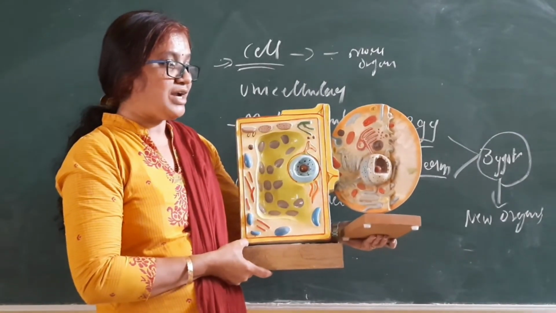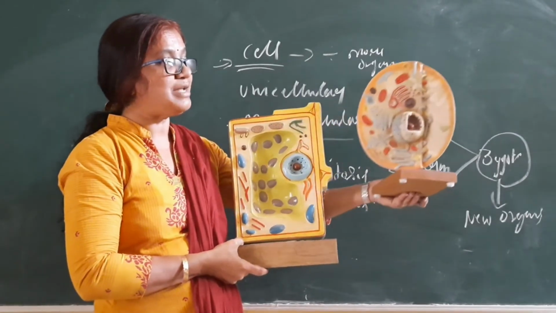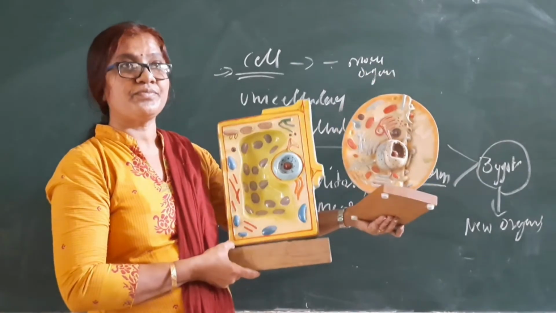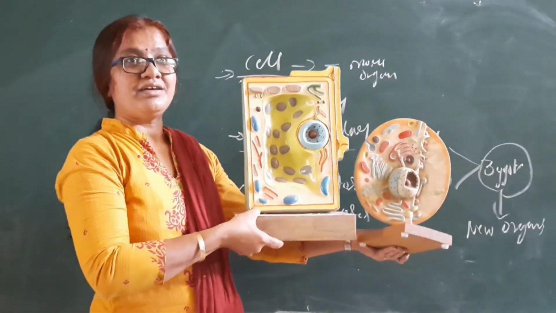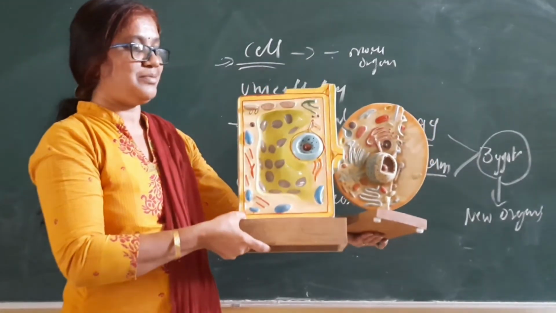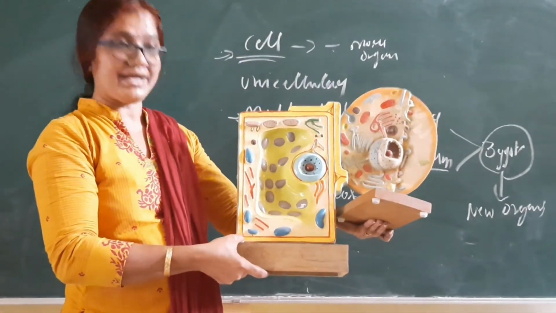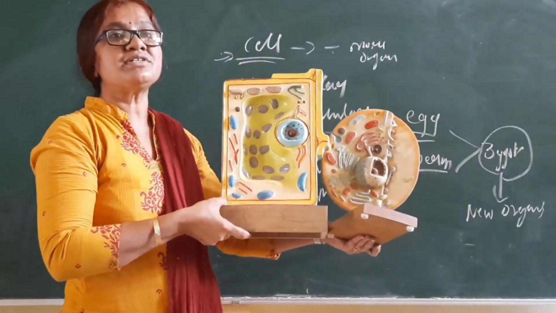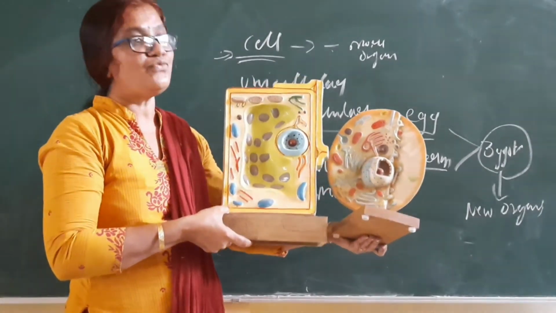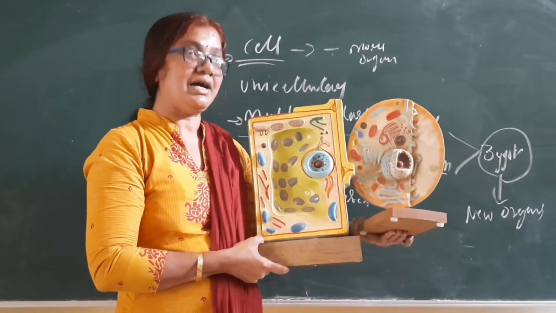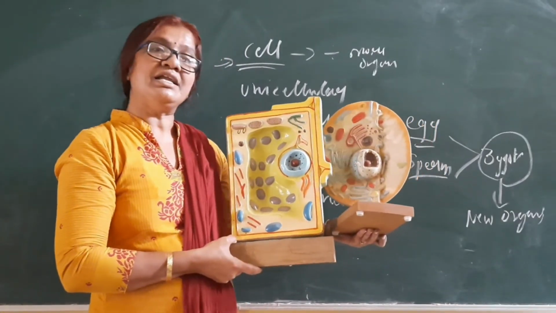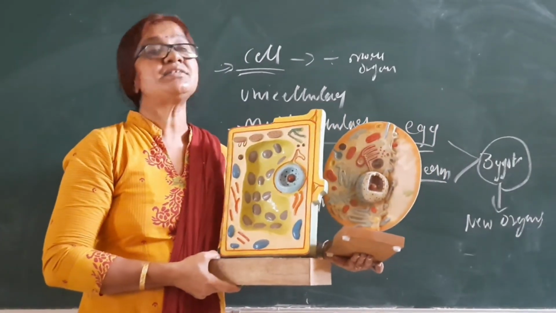And you can find one more difference. The nucleus in the animal cell is at the center. In the plant cell it is towards the side. Why? Clearly you can see the presence of a large vacuole. The large vacuole pushes the nucleus towards the wall. This is about the basic difference between plant cell and animal cell. Now let me clearly study the cell organelles.